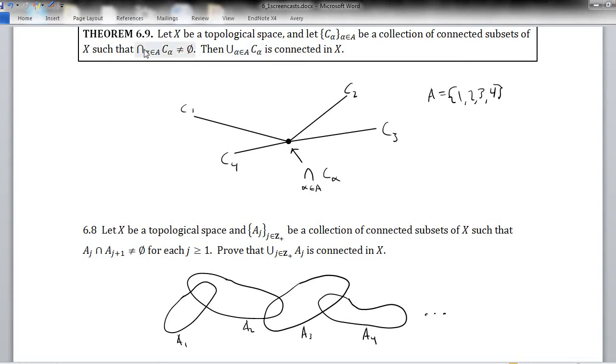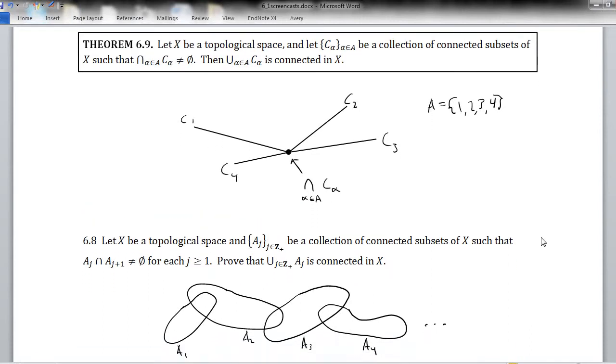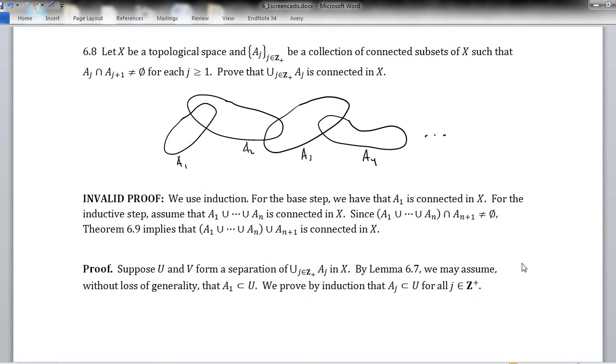We don't have this assumption. All right, well, we need to prove that the union of this entire sequence of subsets is connected. My first thought when I looked at this theorem and this exercise next to one another was just to use induction. Sort of use theorem 6.9 a bunch of times, applying it to these pairs of consecutive subsets to get that the whole union is connected that way. But it doesn't work. Let's look at it and think about why it doesn't work.